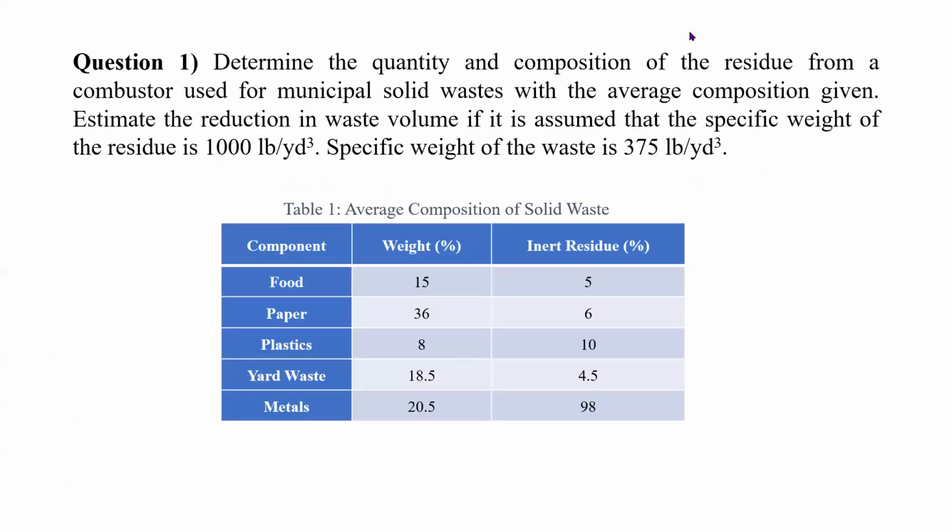In this question, we have a combustor and we burn solid waste, so we produce energy and inert materials as a result of this combustion activity. The table that shows the average municipal solid waste composition from a combustor is presented in the question. Also, specific weight of residue and waste are given as 1,000 pounds per yard cube and 375 pounds per yard cube, respectively. By using this information, first we need to find the quantity and the composition of residue that comes from the combustor, and then the reduction of the waste volume.